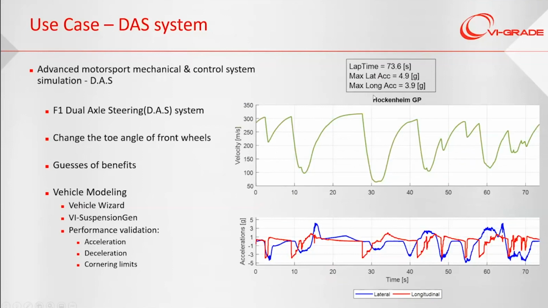Finally, we are using a laser scan of the Hockenheim GP circuit to do lap time correlation. We have modified the vehicle parameters, then we tried to match the lap time and the cornering limits of the race car.